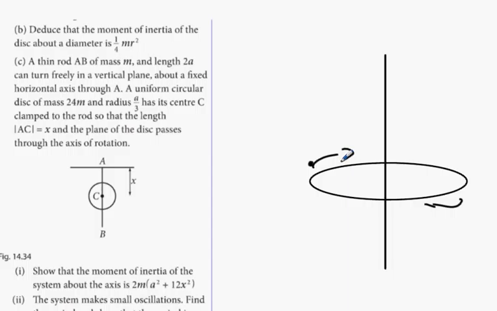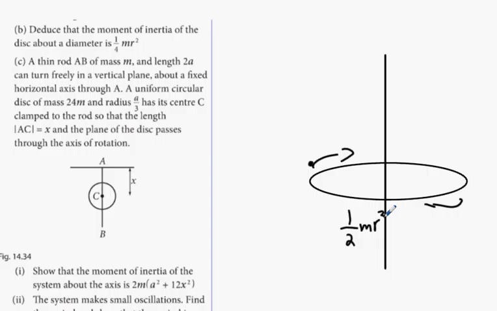That moment of inertia, when it's rotating through there, is a half mr squared. That's through its axis, through the center, perpendicular to the plane of the CD, or plane of the circle. And that would work if we were rotating like this. It would be parallel to the axis of rotation.